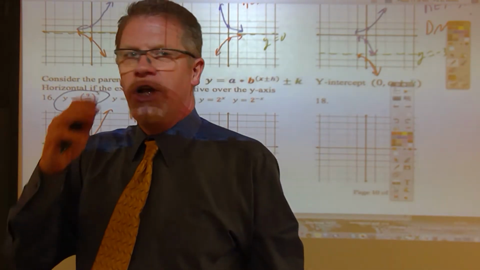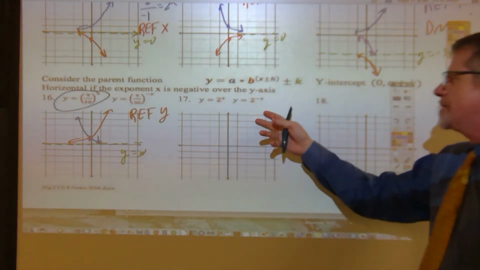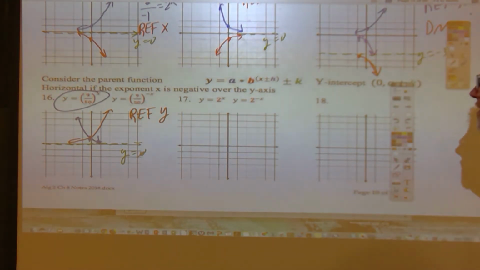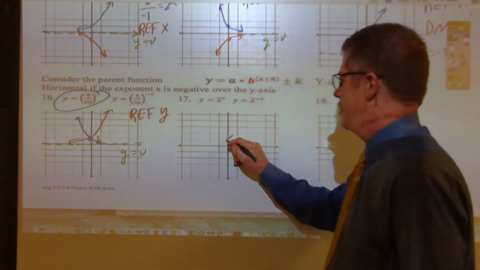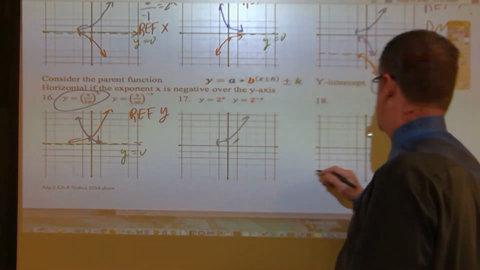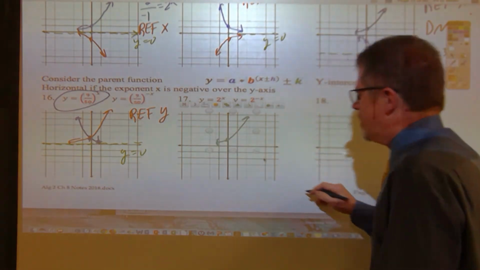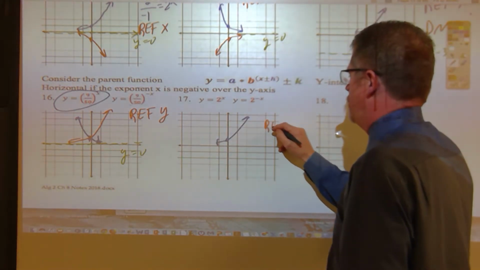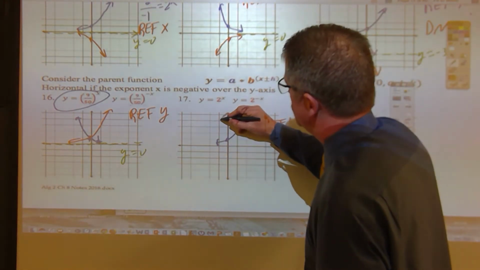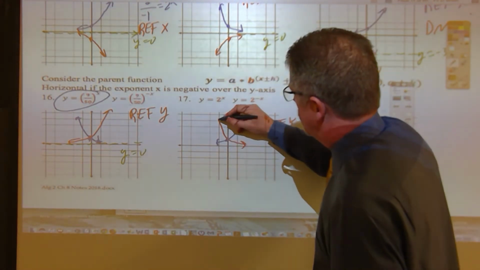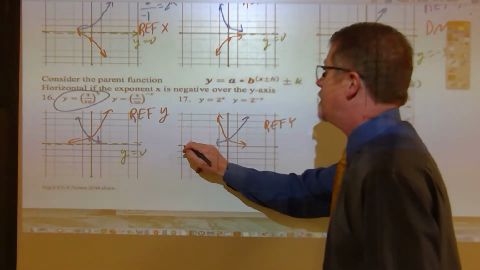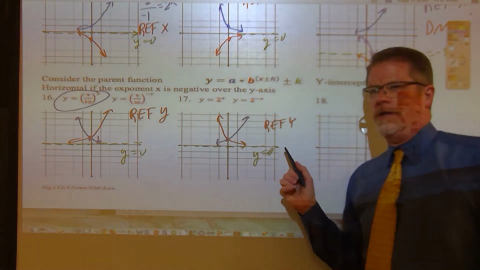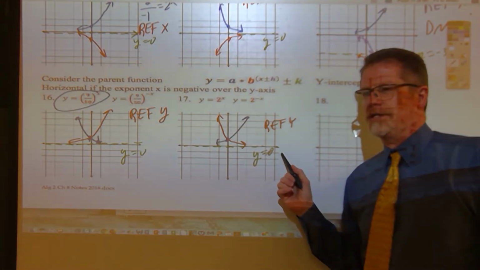No question? Oh, try this one. Try number 17 on your own. 17, it's all yours. Reflect. So when you're done, look up here, see if you came up with this red graph and its accompanying horizontal asymptote. Any questions on this one?